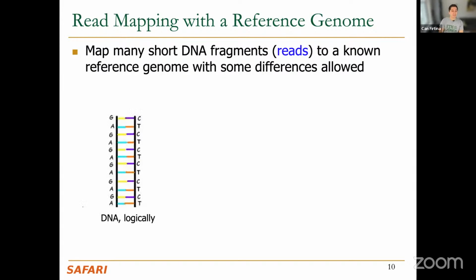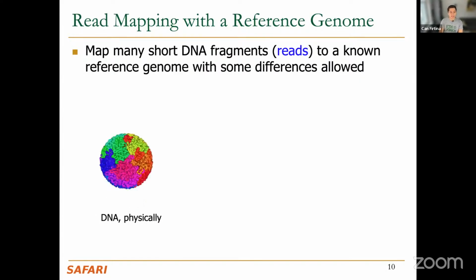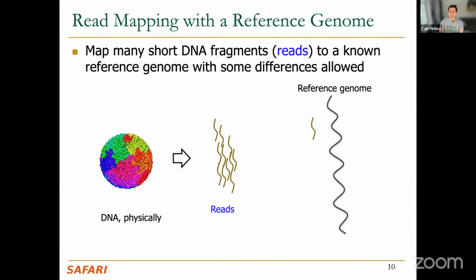To map the reads to a reference genome, this is how a DNA fragment logically would look like, and this is how it physically may look like. The reads that we're generating are essentially some random fragments from that genome, from that DNA. The goal is to figure out where these reads belong in their corresponding reference genome. So we first need to find their corresponding positions, their candidate regions in the reference genome, which in this case, for this read, could be somewhere in this region.